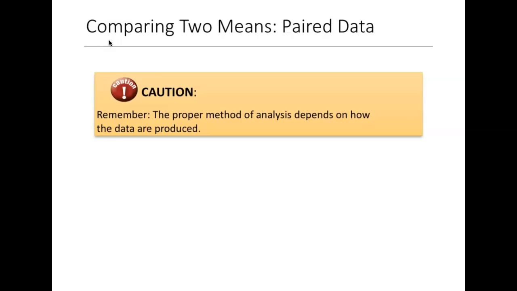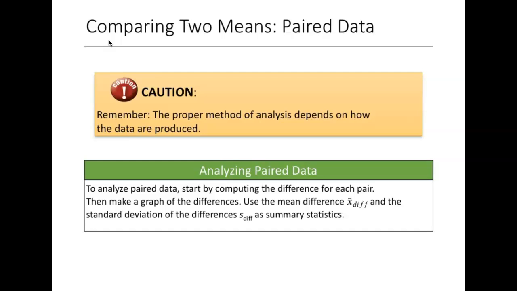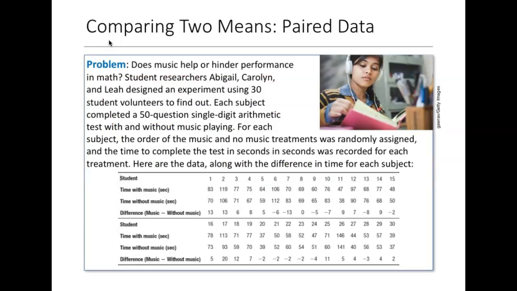But if it's just two sets of data and you immediately start doing a two samples test and don't realize that it's paired data, then you're doing the analysis completely wrong, right? So to analyze paired data, you first look at the difference for each pair. That'll give you a single set of data, and then you run a one sample interval or test.